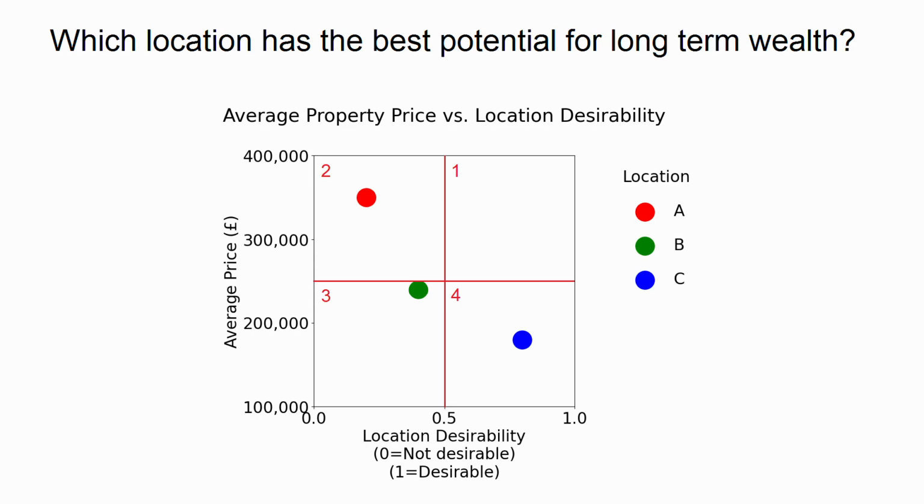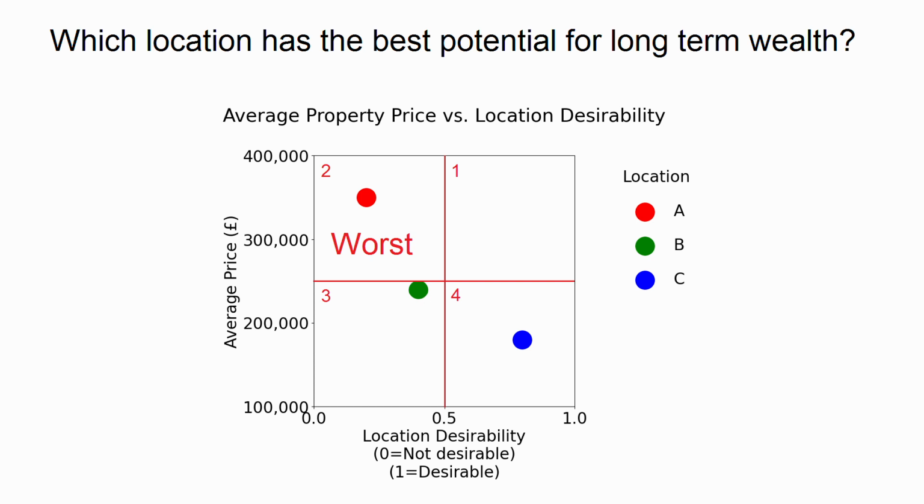Now that we've quantified location desirability, it's time to use this data, along with the average property price data, to find which areas have the potential to generate the most wealth over the long term. This graph shows sample data for average property prices against location desirability. The graph has been split into 4 quadrants to make it easier to explain what each area of a graph represents. Quadrant 2 represents areas which have the least potential to generate long-term wealth.